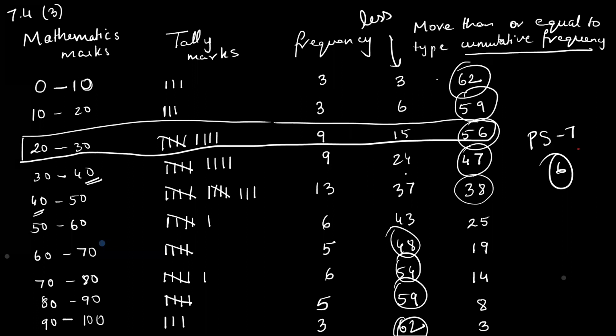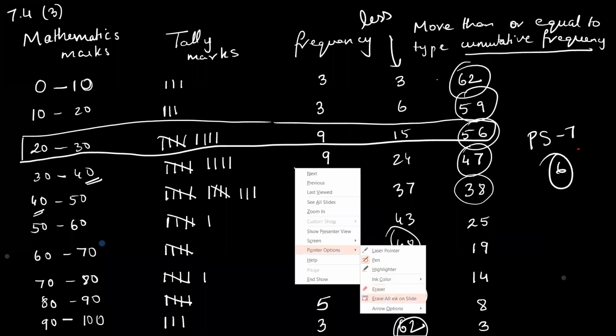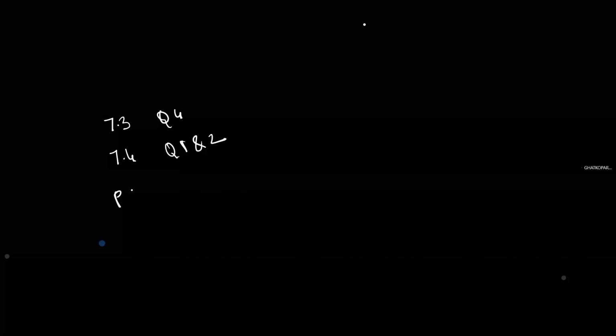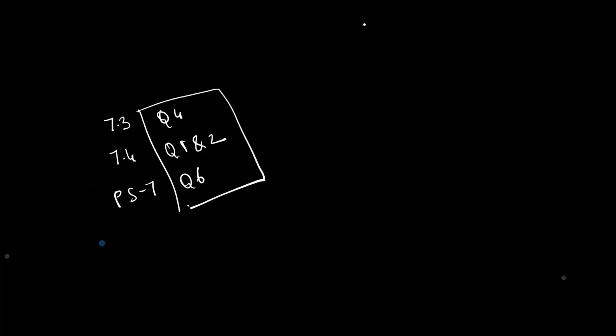Okay, fine. I'll just erase this and I'll write the homework for you all. So as I said, the homework is 7.3 question 4. There's a table. 7.4 question 1 and 2 is a table. And problem set 7, question 6. These are the things I want you all to do.